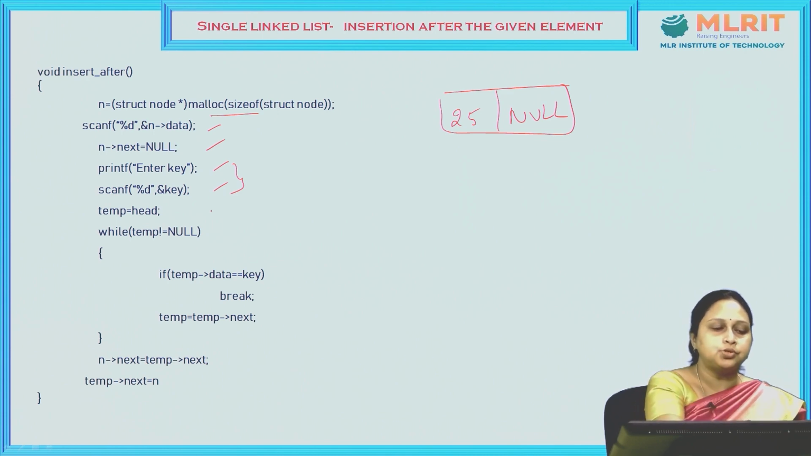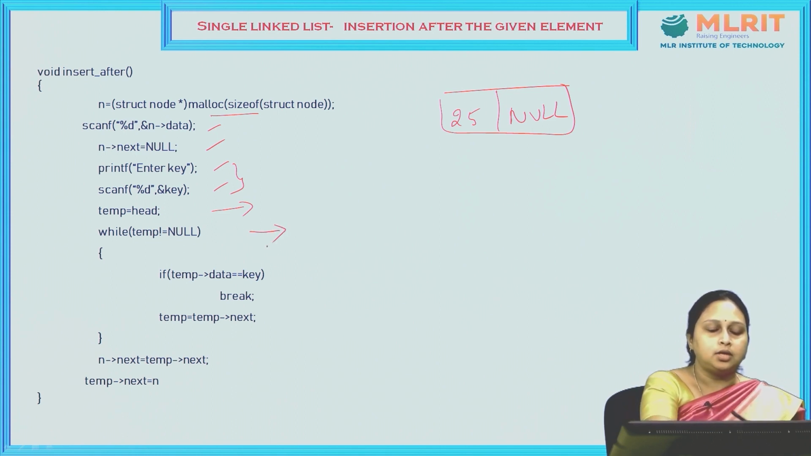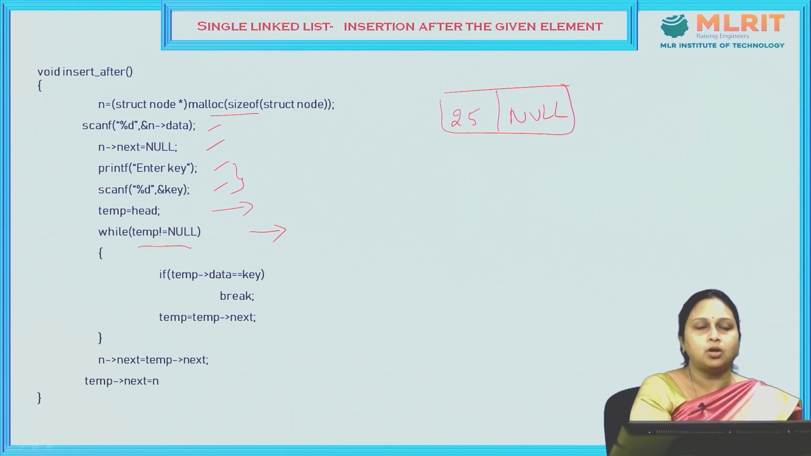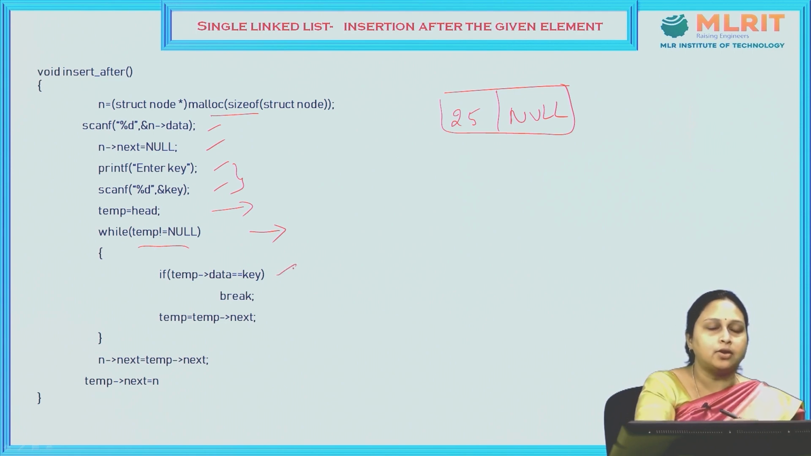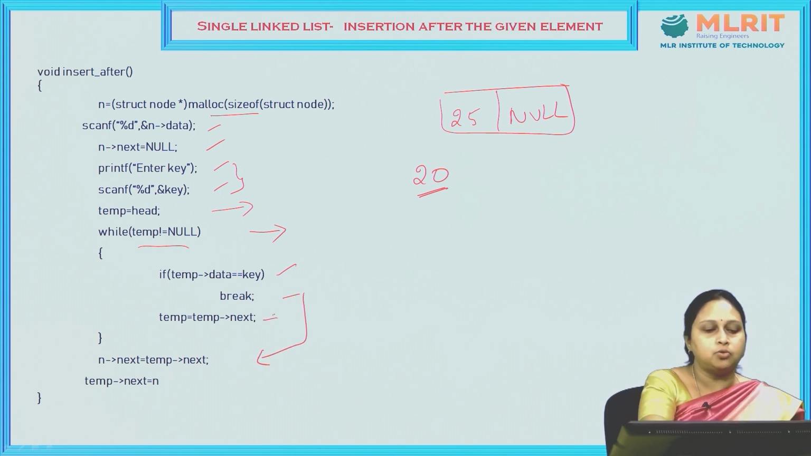Then, to traverse through your list, we are going to initialize one temporary variable, temp equal to head. Temp will be moving between head and the last, where you are going to find the key value, and there it is going to terminate. To iterate through your loop, we are going to check temp not equal to null. If temp is not equal to null, if it is not the last node, then we are going to check whether temp arrow data equal to key or not. When it reaches the key value 20, you will come out of the loop. If not, we are going to move our temp to the next location in the list.